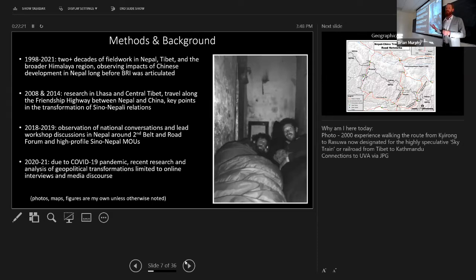In 2018 and 2019, more recently, I was in Kathmandu when the Second Belt and Road Forum was taking place in Beijing. And Nepal's president, Bidya Devi Bhandari, had visited, and then her visit to China was followed by Xi Jinping's high-profile state-level visit to Nepal. He is the first Chinese president to visit Nepal in many decades. And at this moment, attention to and enthusiasm for the Belt and Road reached new heights.